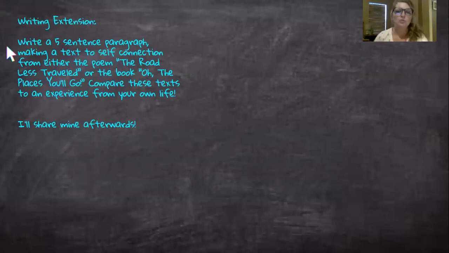Okay, so I want you to write a 5-sentence paragraph making a text-to-self connection. Okay, so we did text connections in the lesson. I want you to do a text-to-self from either the poem, The Road Less Traveled, or the book, Oh, the Places You'll Go. Compare these texts to an experience from your own life. Okay, so that's the 5-sentence writing extension. And I did the same assignment. And so if you want to write at this moment, pause the video, 10 minutes, work alone, and then come back.